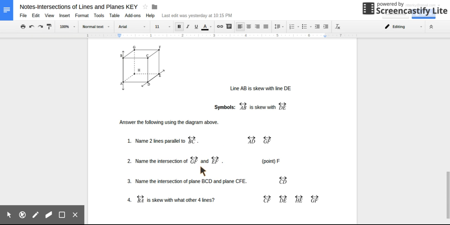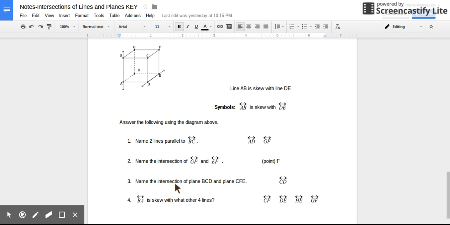Name the intersection of line GF and line EF. Intersections of lines are sometimes pretty easy because you can just tell in the name the point that they share is their intersecting point. So point F would be the intersection, but we can verify that by looking at the picture. Line GF is in the back on the top here. Line EF is on the side here, and they're definitely coming together or touching right here at point F.